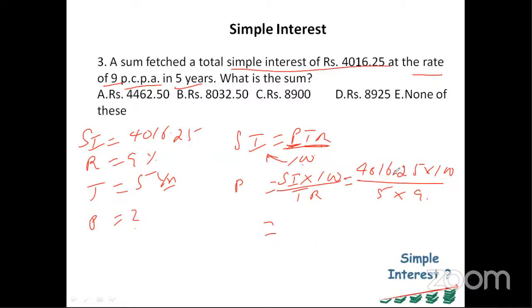For example, after the decimal point we have two decimals and we are multiplying by 100. So straight away it becomes 401625 divided by 45. If you divide by 45, we get 8,925 as the answer. So the principal will be rupees 8,925. Yes, perfect. Very good. Correct. You're right. So this is the answer.